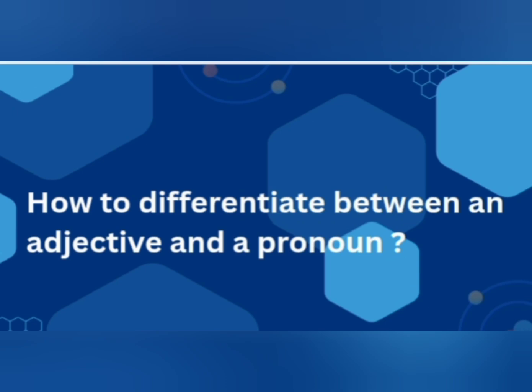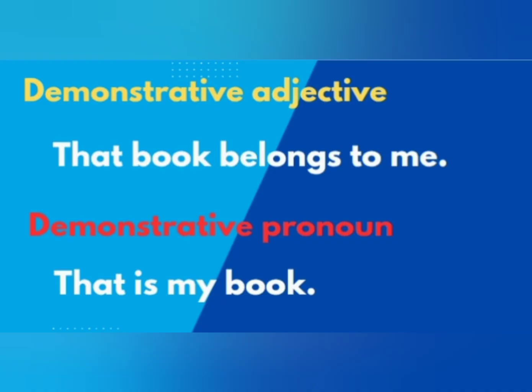Now, how to differentiate between an adjective and a pronoun? There are few words which are both used as adjective and pronoun. Look at the sentences on the screen. That book belongs to me and that is my book. So, in the first sentence that is used as demonstrative adjective and in the next sentence that is used as demonstrative pronoun. So, how do we differentiate?